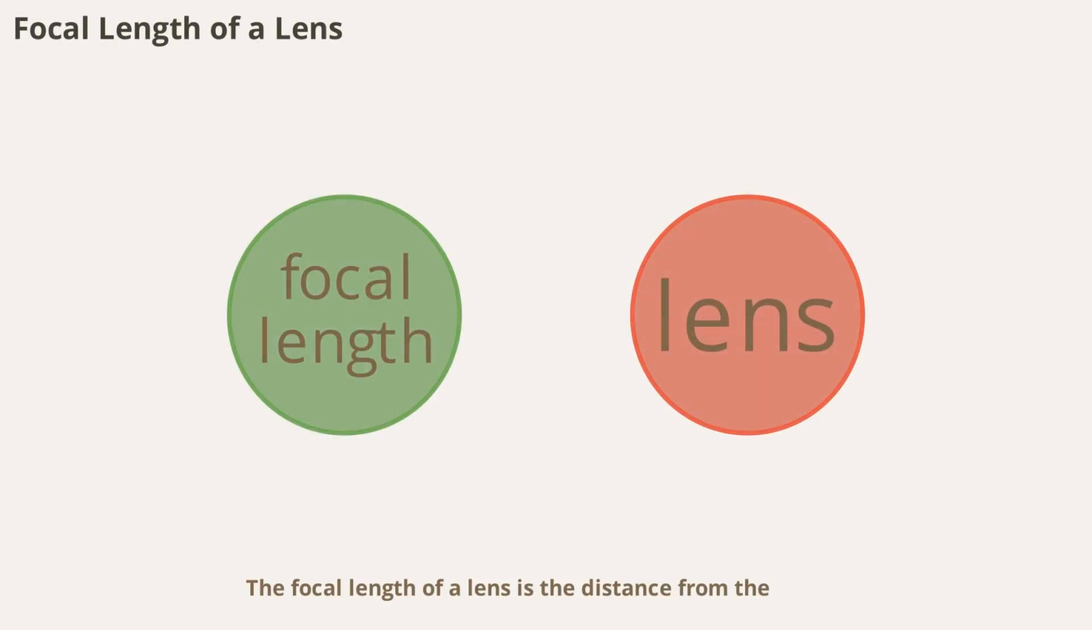The focal length of a lens is the distance from the lens to the point where it focuses parallel rays of light. This property determines how strongly the lens converges or diverges light.